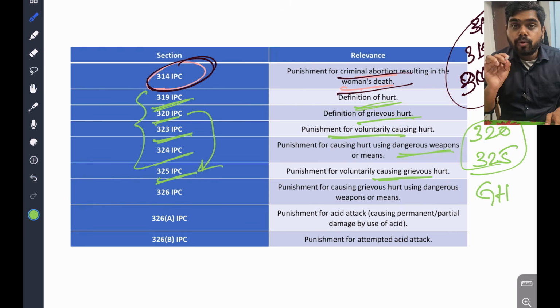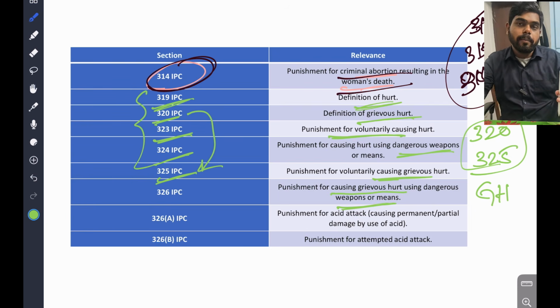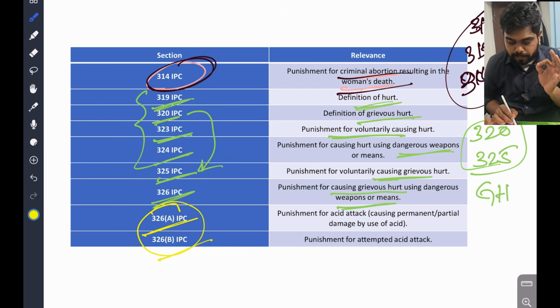326 IPC, punishment for causing grievous hurt using dangerous weapons or means. So you assaulted a person, eyesight lost, that is 320, 325. You come with some knife, 326. So eyesight lost, that is 326. This is a very important area. And we have 326A and 326B also. 326A means punishment for acid attack, which is very, very important.